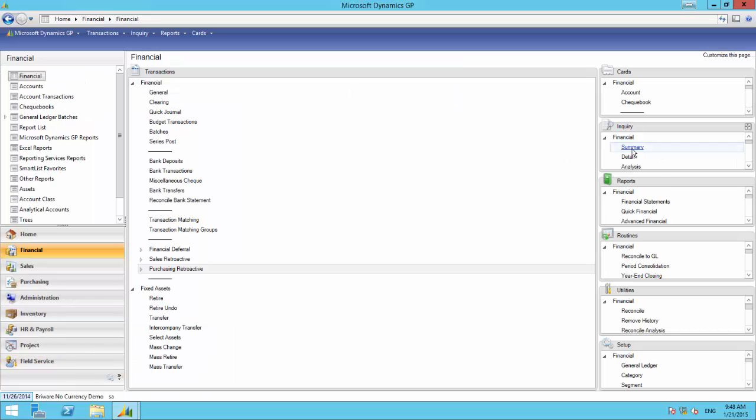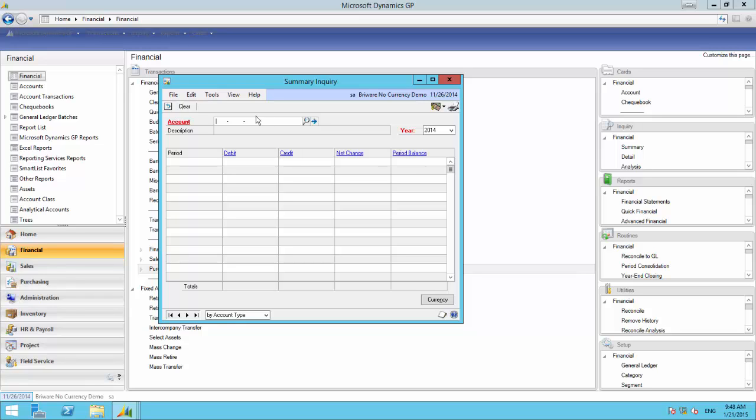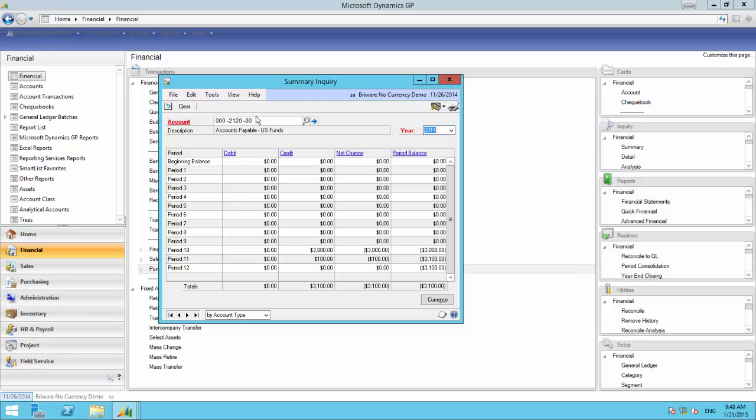I'm going to go into my financial inquiry, go to summary, and look up my US accounts payable account. I happen to know what these account numbers are because I created them. Normally users would be clicking through to look them up unless they know them as well. I can see at the end of period 11 my account balance here is $3,100 US. Let's assume that my exchange rate has changed to $1.15. It's actually gone up quite a bit by the end of November. So what I need to do is figure out what value 3,100 is at $1.15.